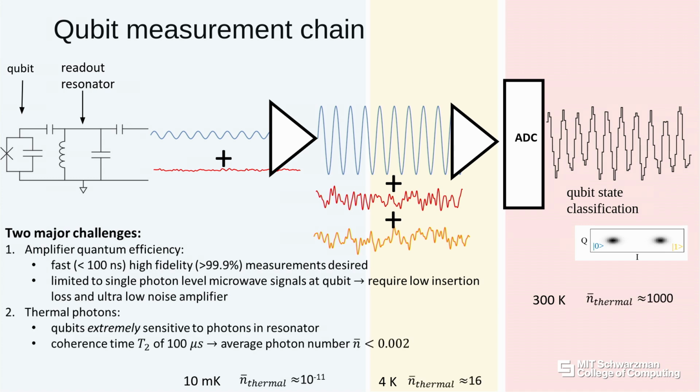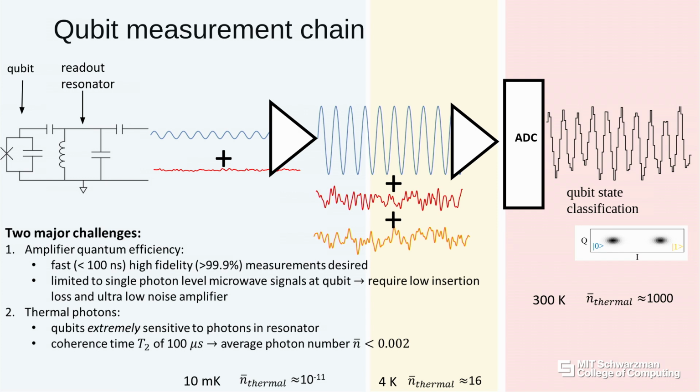The challenges of this are, first, that you want to perform these measurements very quickly. You're limited to single photon levels. And second, the qubits are extremely sensitive to thermal photons or other photons in the resonator. For example, to get a state-of-the-art coherence time like those that Google, IBM, et cetera use, you need an average number of photons in your resonator, n bar, of less than 0.002. So two parts in 1,000 of a photon on average in your resonator. You need less than that to achieve the coherence time.